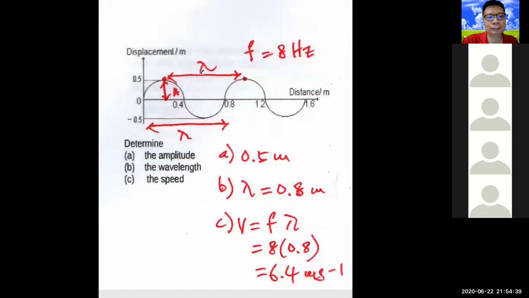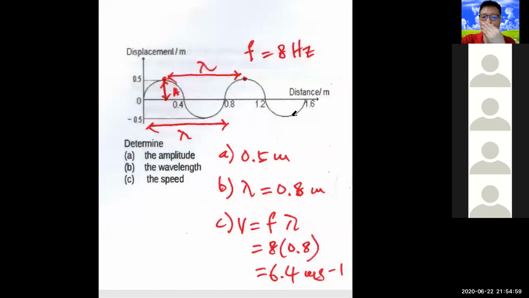0.8. Okay, and last, find the speed. You calculate V equals F lambda. Frequency given 8, lambda 0.8, so 6.4 meters per second. Okay, so this is a displacement-distance graph.